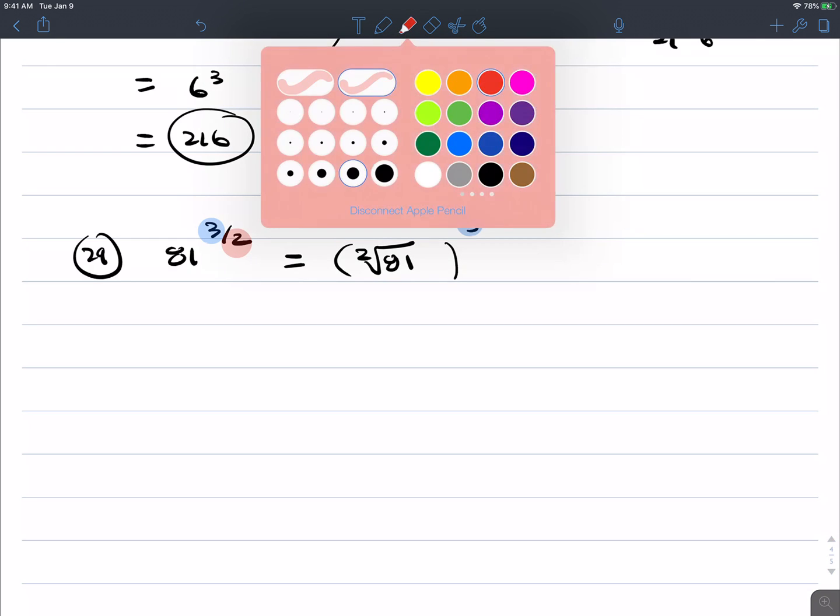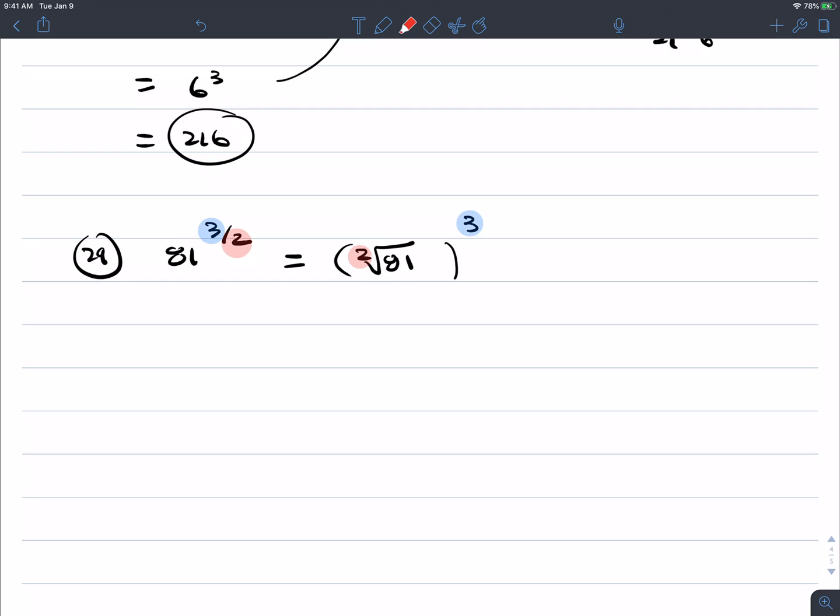And I want you guys to focus on that portion. That's what we're using here. So you know what the square root of 81 actually is. What's that? Is that 9? So this is 9 to the third power.